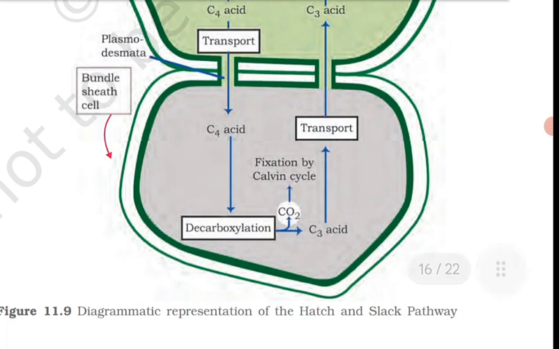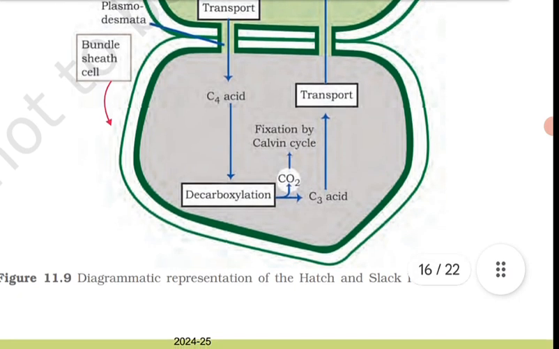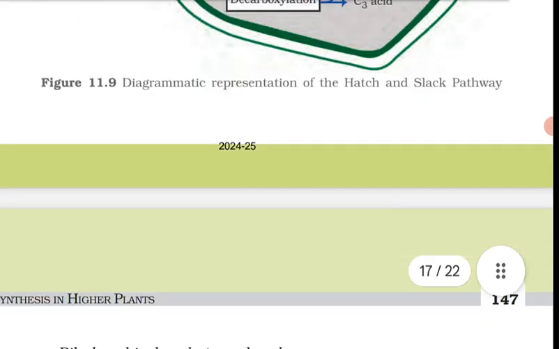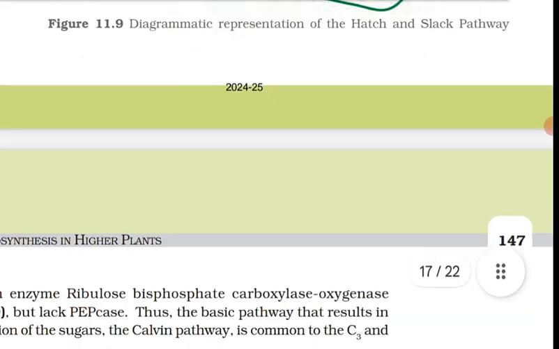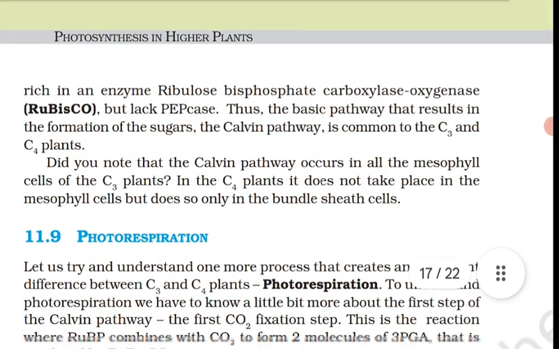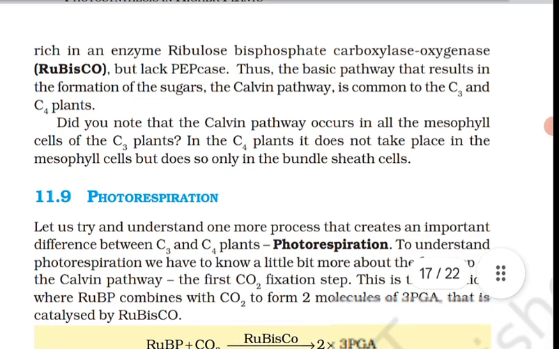Here, the RuBP instead of being converted to two molecules of PGA binds with the oxygen to form one molecule of phosphoglycerate and one molecule of phosphoglycolate, 2 carbon, in a pathway called photorespiration. In the photorespiratory pathway, there is neither synthesis of sugar nor of ATP.